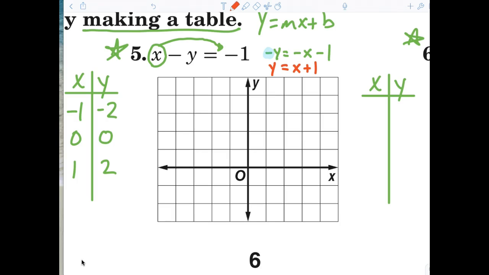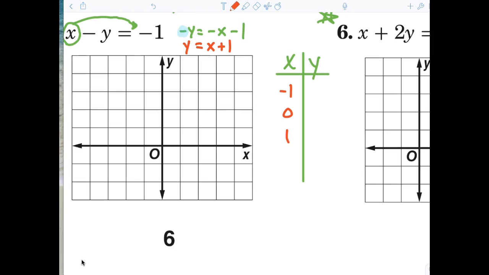Now, what numbers am I going to use for x again? -1, 0, and 1. That is accurate. So now, if I let x be -1, y is what? 0. If x is 0, y is what? If x is 1, y is 2, beautiful. Now we have to graph those points. Negative 1, 0, 0, 1, 1, 2, and now try to draw a line. Perfect, as usual.